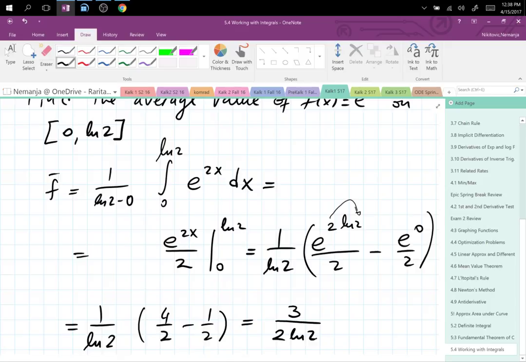So the 2 in front of ln goes in as the exponent. 2 squared is 4. e and ln cancel, so 4 over 2. And then you have 4 halves minus 1/2 is 3 halves. And that's it. Cool?